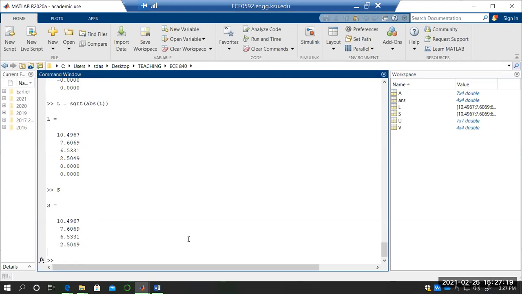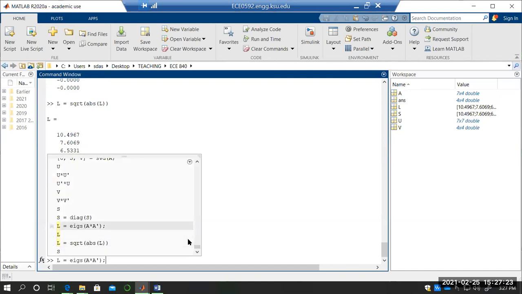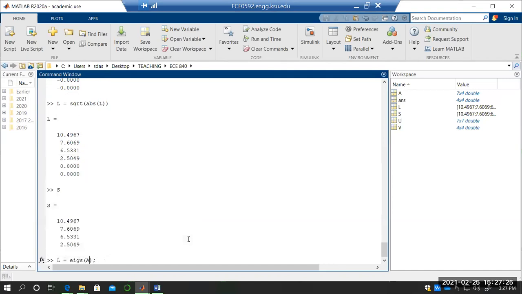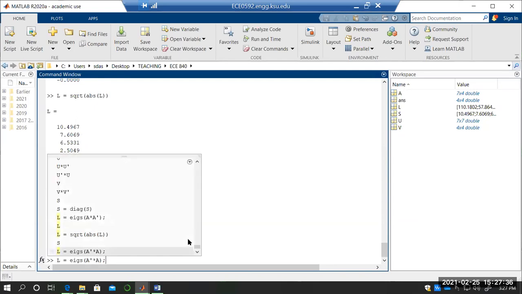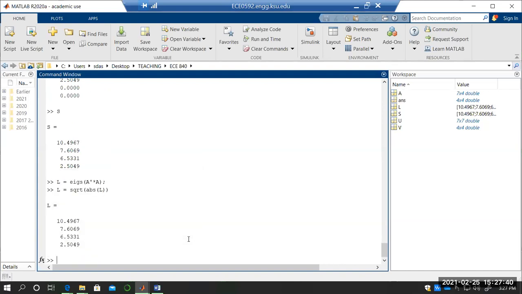likewise, if I take for L the eigenvalues of A transpose star A, then I take the square root of that, I get these, which are the same as the singular values. Okay.